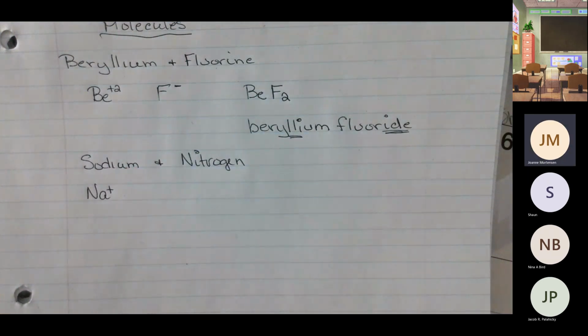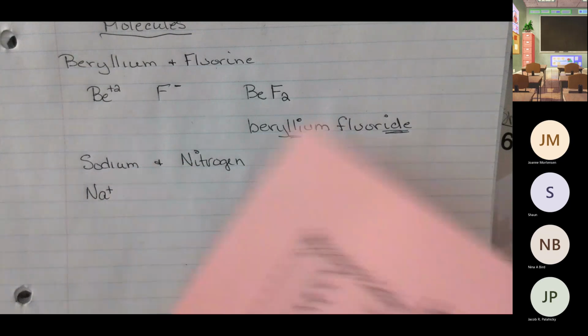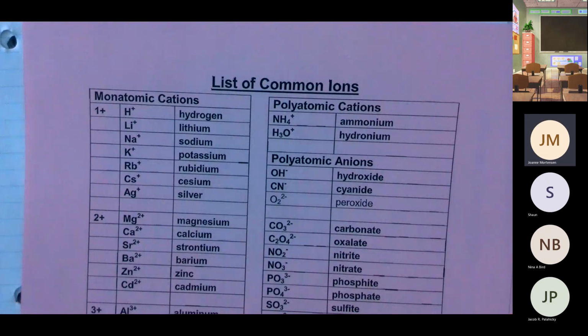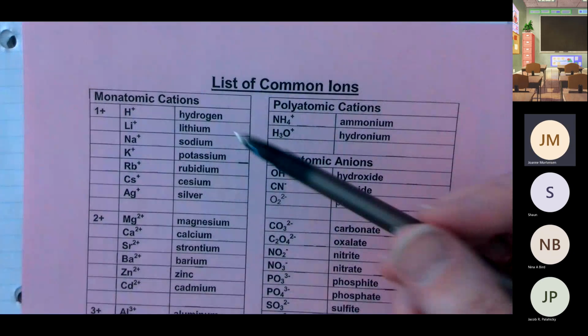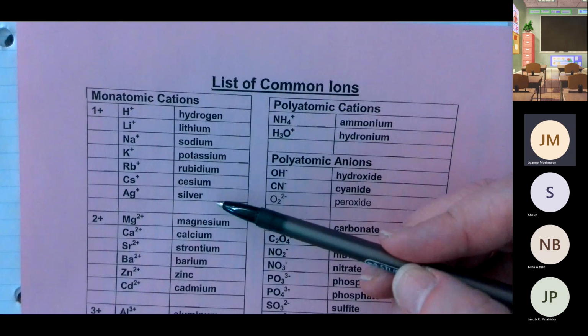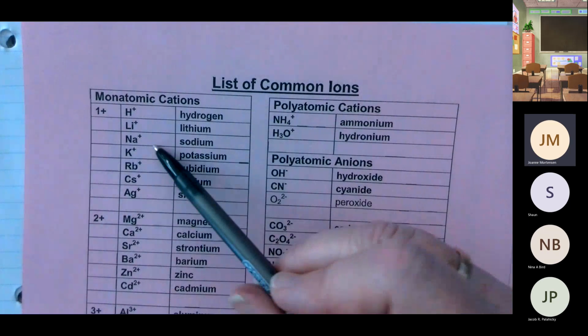If your pink sheet is irritating you, there's also one on the back. I find the front side easier because I know where elements are, but if you can't find stuff, you can also look on the back. So there's sodium, Na plus.